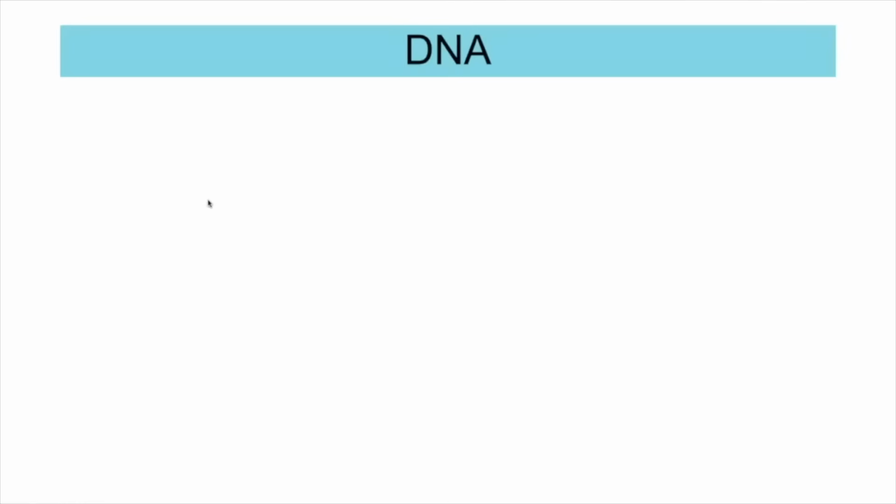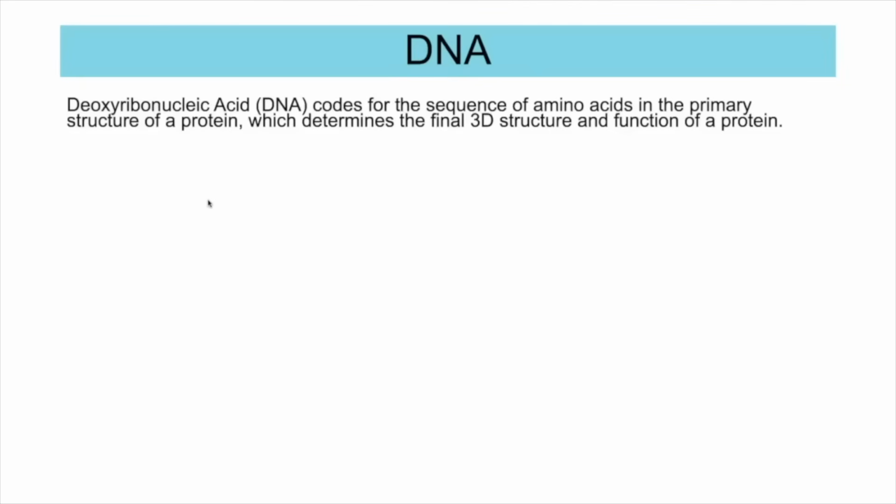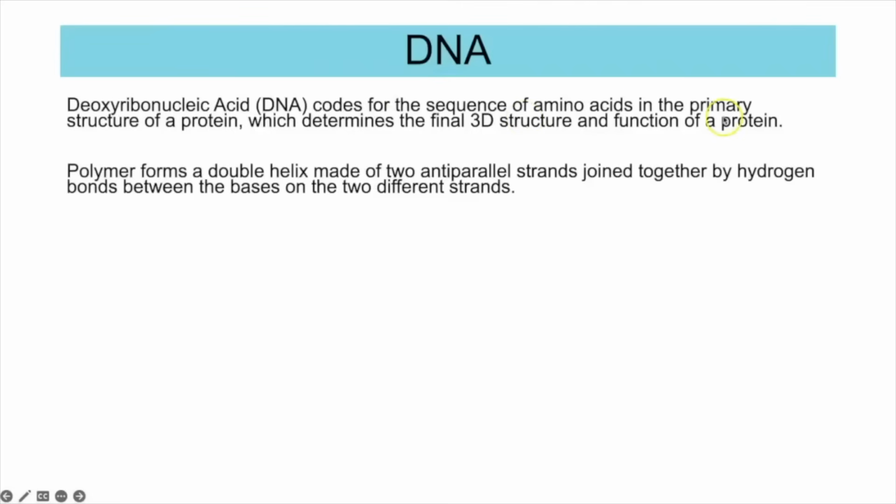It has more energy. So going back to DNA, deoxyribonucleic acid codes for the sequence of amino acids in the primary structure of a protein. And it's the primary structure of a protein which determines the final 3D shape and structure of a protein. The DNA polymer forms a double helix made of two antiparallel strands, and those two strands are joined together by hydrogen bonds that form between the complementary bases.